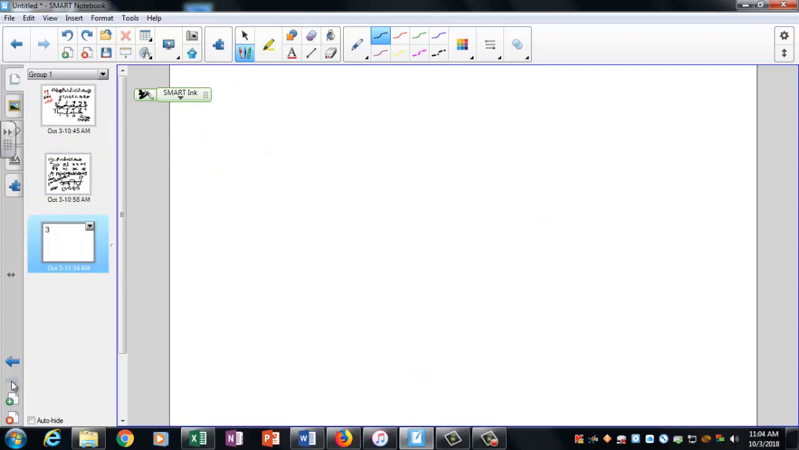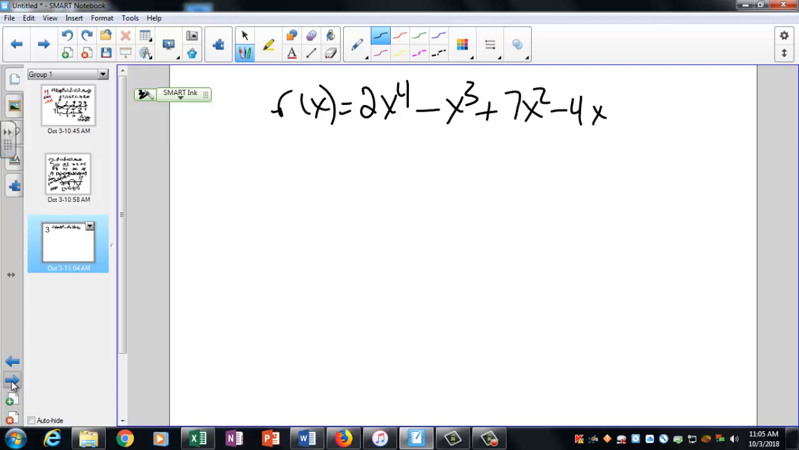All right, what does the next one say? Next one says f of x equals 2x to the 4th minus x cubed plus 7x squared minus 4x minus 4. And we know that x equals 2i is a 0. Do we agree?